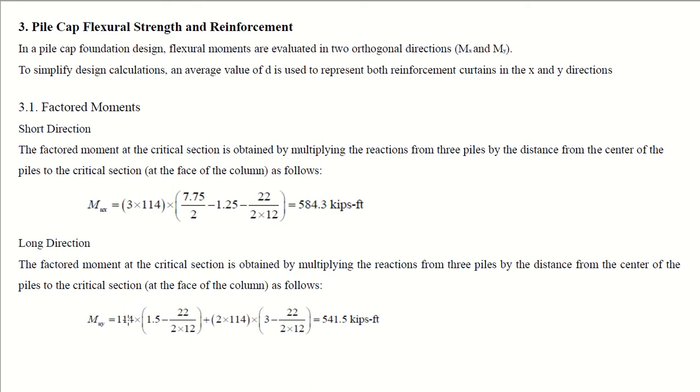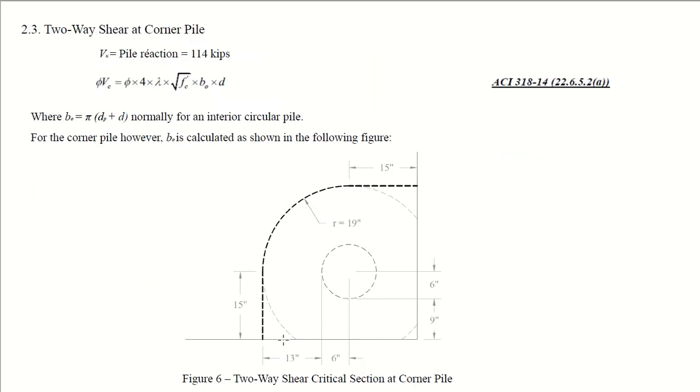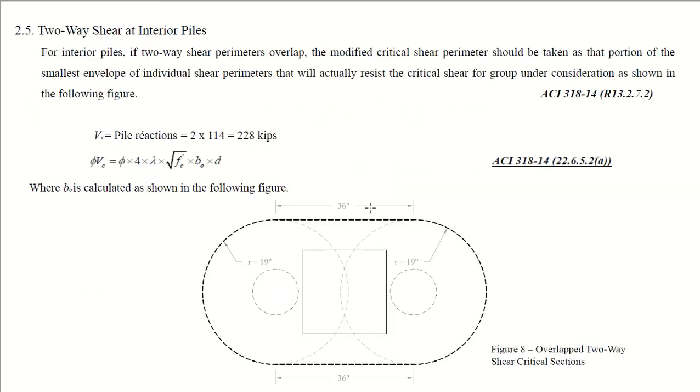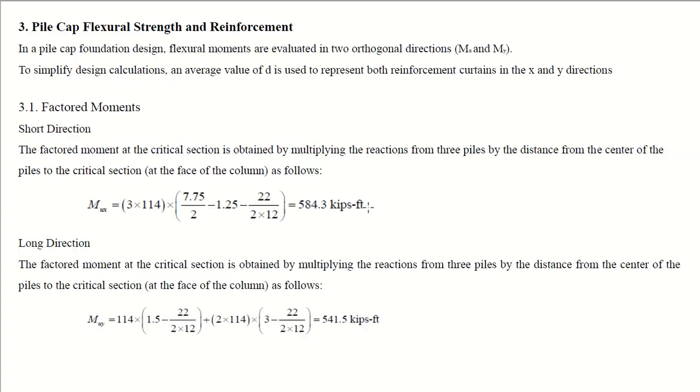So 114 into... why it is 1? Because the middle column has a different distance and the two columns at the edges had different distance. This column will have a different distance from center of the pile to the face of the column. However, these piles will have a different distance from center to the face of the column. All these distances we have already evaluated previously, so the result will be 541.5 kip-feet.